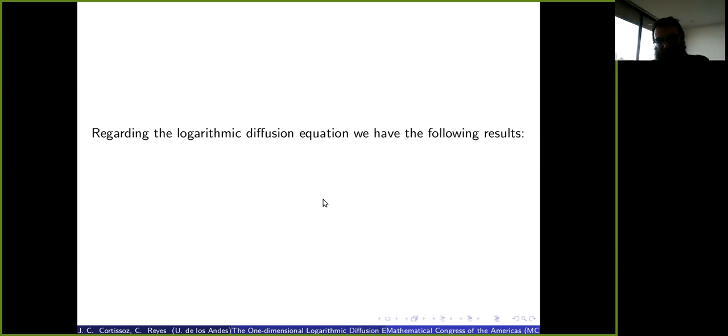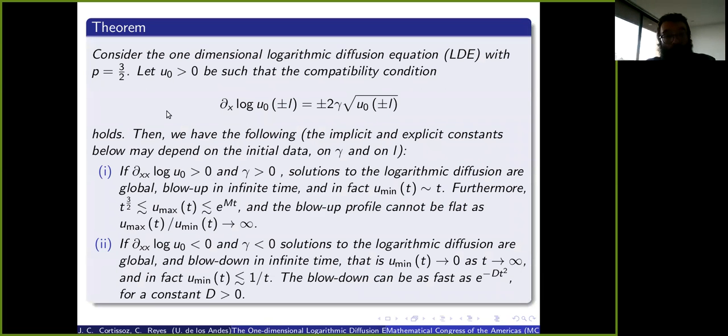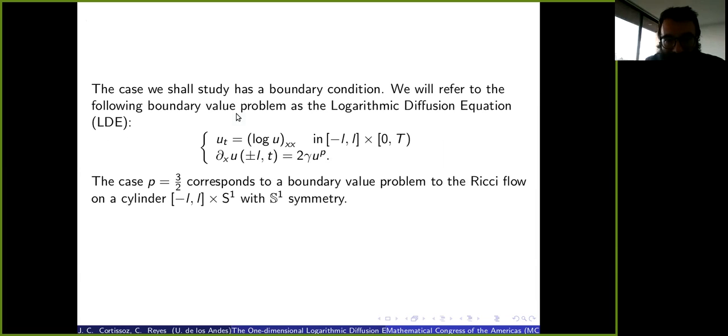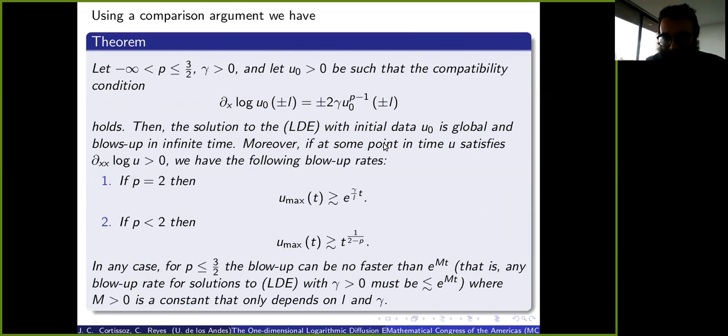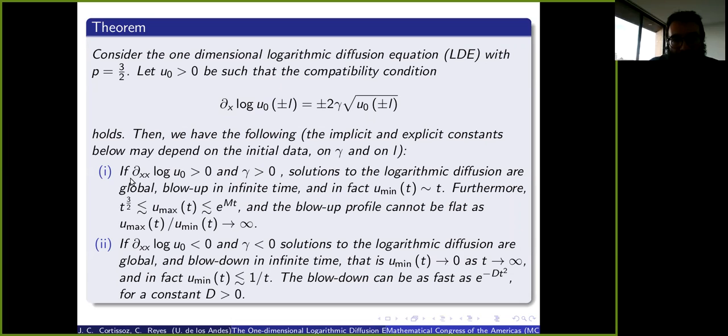Well, here are the results I was telling you about. When p is equal to 3/2 and you start with a positive initial condition, this is a compatibility condition that is needed so that the solutions not only exist, but are sufficiently smooth up to time equals zero, okay? It's just for that. And notice that this is just the boundary condition rewritten for 3/2. So remember that when you differentiate the logarithm, you are gonna get the u naught downstairs, and when you put it back on the right hand side, you get the 3/2. That's why you see here the square root and not the 3/2.